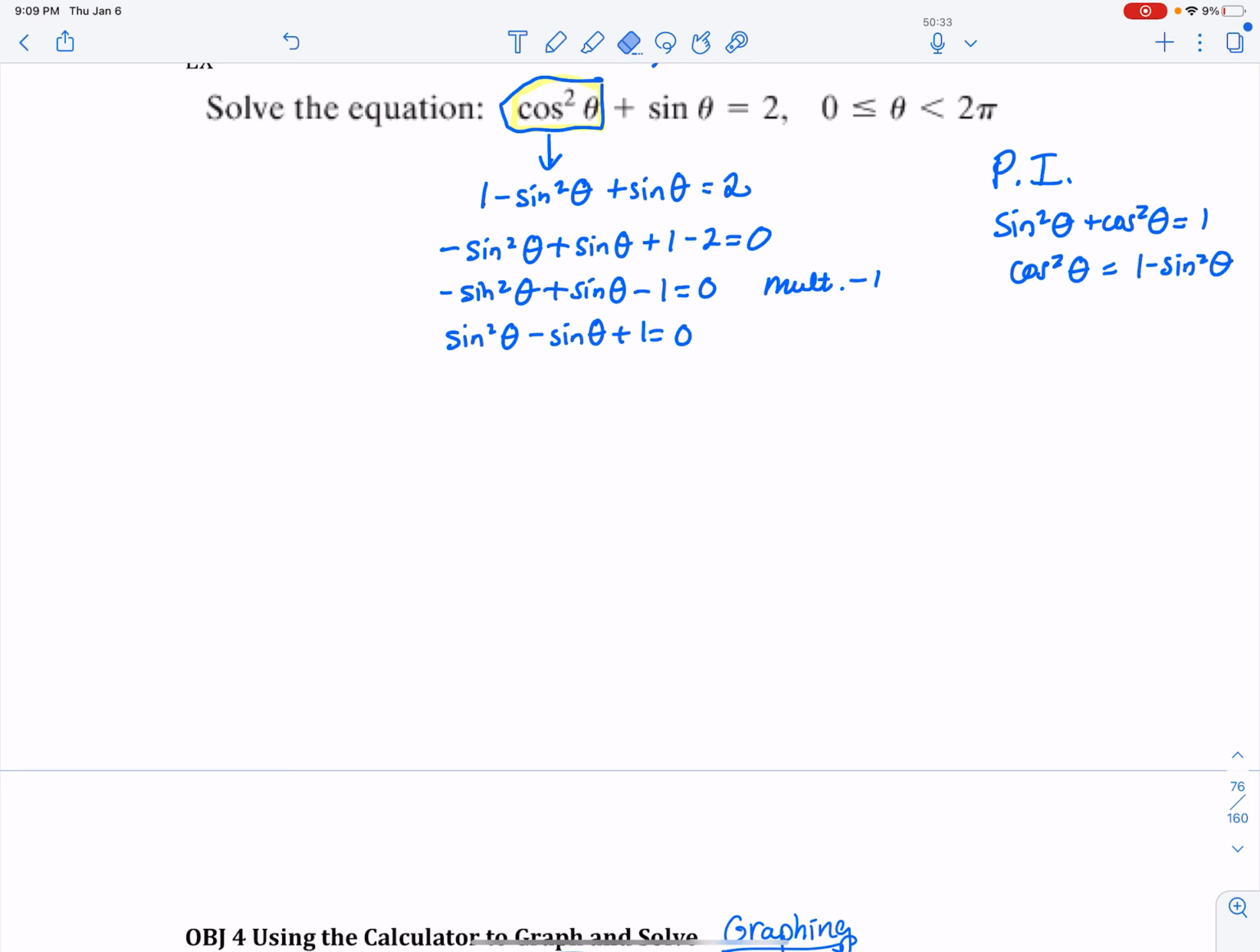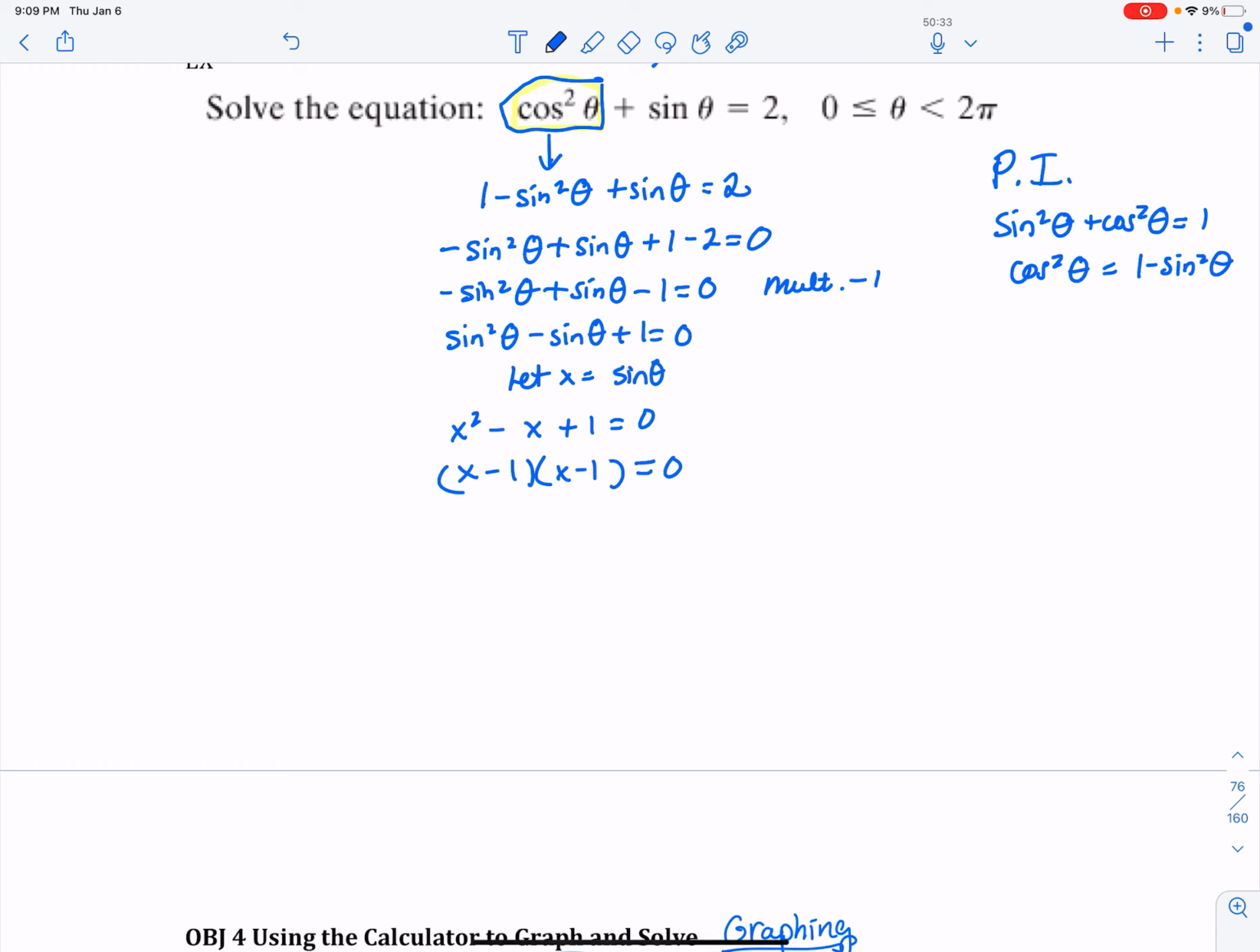So once again, before you factor it out, let's let x equal sine theta. So if I do that, I get x squared minus x plus 1 equals 0. Now factor it. X squared is x and x, and 1 only factors into 1 and 1. And my middle term is negative, my end term is positive, so both of these have to be negative.